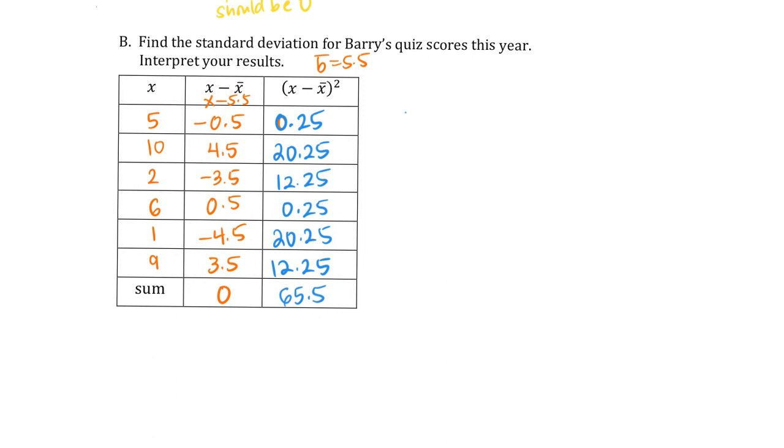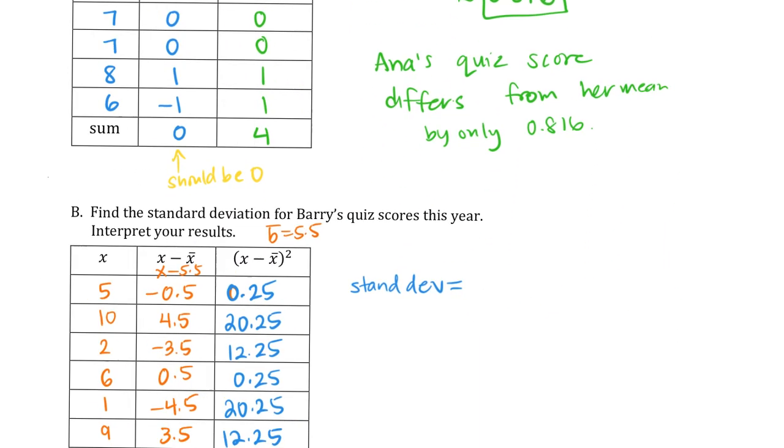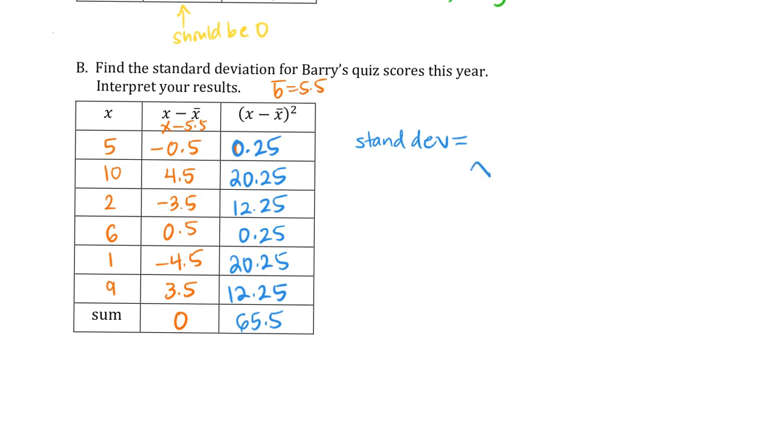Okay, so now let's find the standard deviation. Let's look back at the formula. It's the square root of the sum of all those things I just added up divided by the number of data values. So I got the square root of 65.5 divided by 1, 2, 3, 4, 5, 6. Even though this looks weird, I'm going to put this whole expression in my calculator. You can use divide to make a fraction. Okay, and I got 3.304.